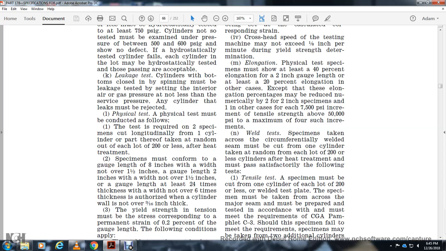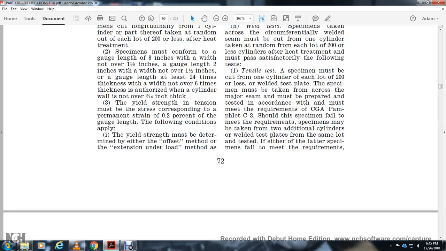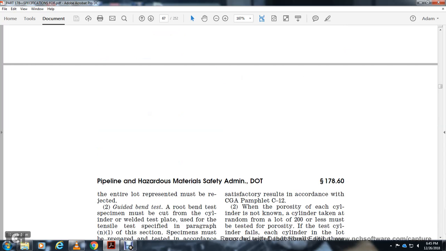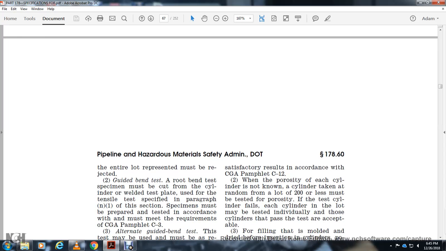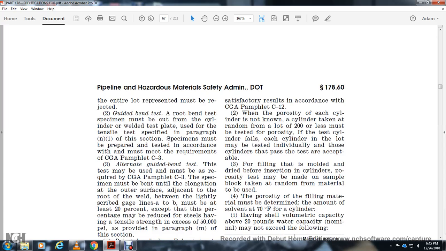Should the specimen fail to meet the requirements, specimens may be taken from 2 additional cylinders with the weld test plate from the same lot. If either later specimen fails to meet the requirements, the entire lot represented is rejected. The guided bend test, except for the root bend specimen, must be coupled with the cylinder weld test plate, or the tensile test straight specimen, and the specimen must be prepared for the test in accordance with and must meet the requirements of CGA pamphlet C3. The alternative guided bend test must be as required by CGA pamphlet C3.